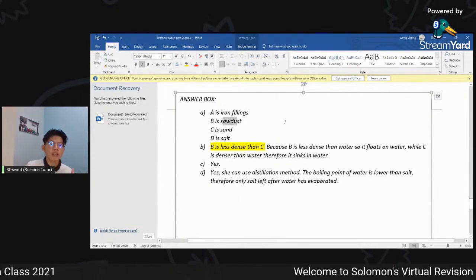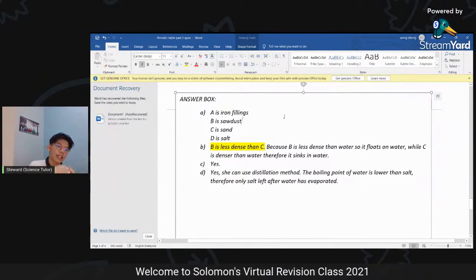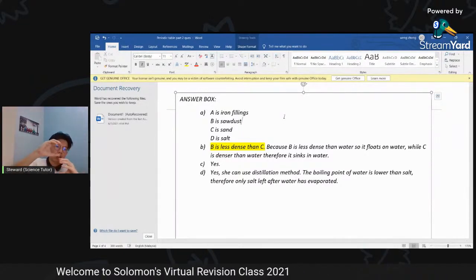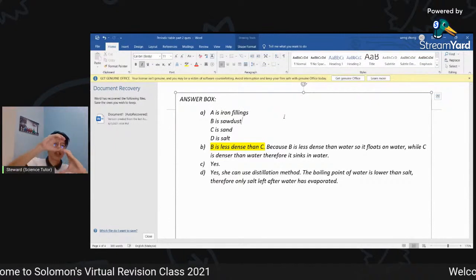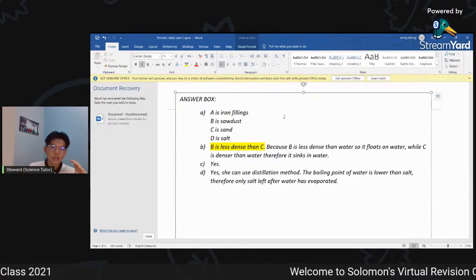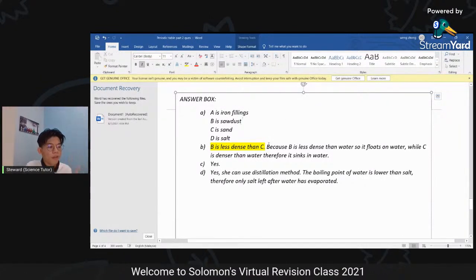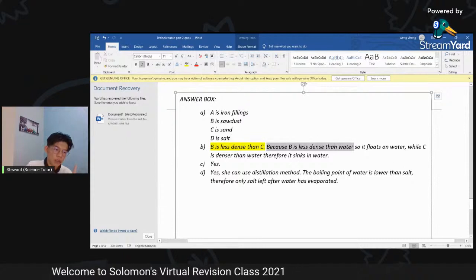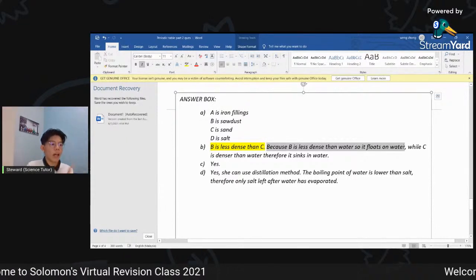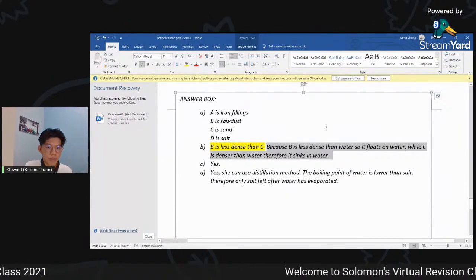In order for something to float on water, contohnya kita ada ice. Ice dia mesti lebih ringan daripada water. Baru dia boleh float. Kalau dia nak tenggelam, maksudnya dia kena ada denser. Maksudnya dia lebih berat. Contohnya kita ada batu. Batu dia tenggelam. Okay. So, why B floats? Because B is less dense than water, so it floats on water. And why C, while C is denser than water, therefore it sinks in water.